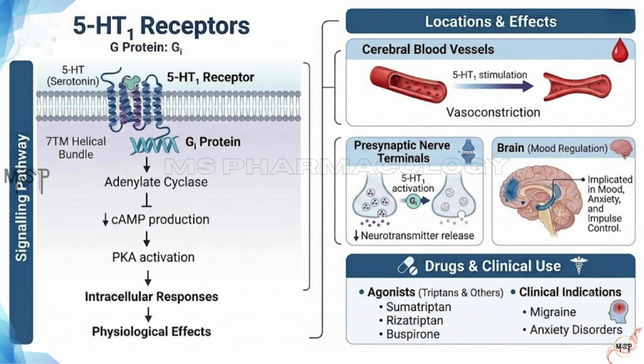We begin with the 5-HT1 receptor. 5-HT1 receptors are coupled to Gi proteins and are located in the brain, presynaptic nerve terminals, and cerebral blood vessels. Activation of these receptors inhibits adenylyl cyclase and decreases cyclic AMP levels. Functionally, they reduce neurotransmitter release, regulate mood and anxiety, and produce cerebral vasoconstriction. Clinically, sumatriptan and rizatriptan, which are selective 5-HT1 receptor agonists, are widely used in the treatment of migraine, while buspirone, a partial 5-HT1A agonist, is commonly prescribed for anxiety disorders.